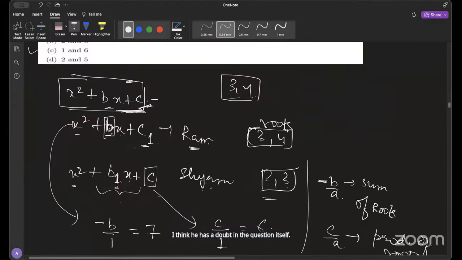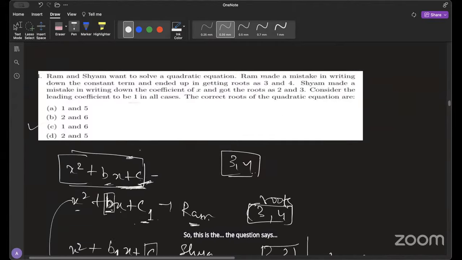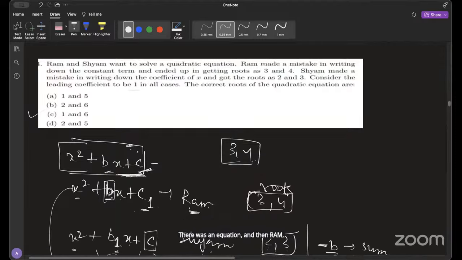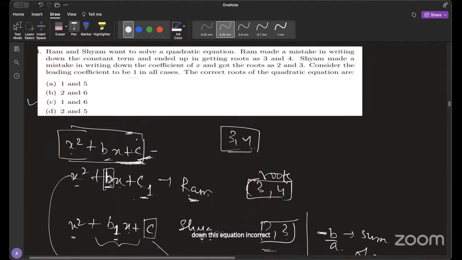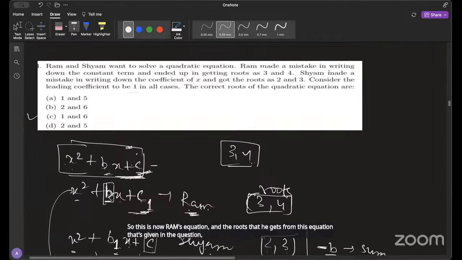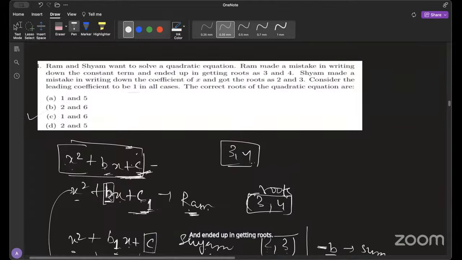So the question says that there was an equation, and Ram wrote down this equation incorrectly. The leading coefficient is 1, so he wrote down 1 correct, B correct, and then in noting down the constant term he made a mistake and noted down something else. Let's say he noted down C1. So this is now Ram's equation, and the roots he gets from this equation are given in the question. Ram made a mistake in writing down the constant term and ended up getting roots as 3 and 4. So these are the roots he got after noting down the incorrect equation. These roots are of this equation.